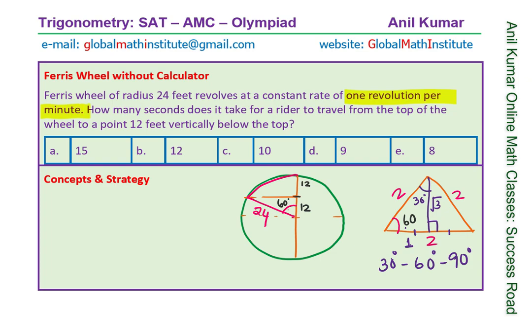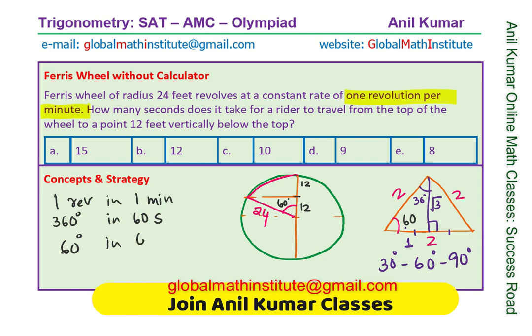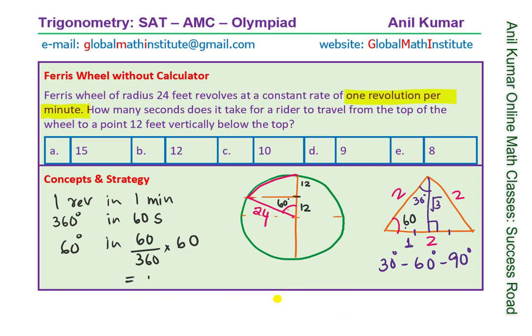So that is the key for solving such questions. So one revolution means 360 degrees. In 1 minute means 60 seconds. So now, how much time will it take to go through a rotation of 60 degrees? This is what we need to figure out. So for 60 degrees, it will be 60 divided by 360 times 60, which is 10 seconds. Perfect? So that is how we get our answer. And 10 seconds is option C.